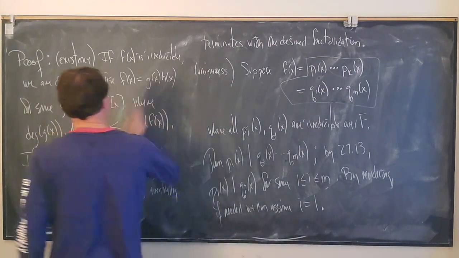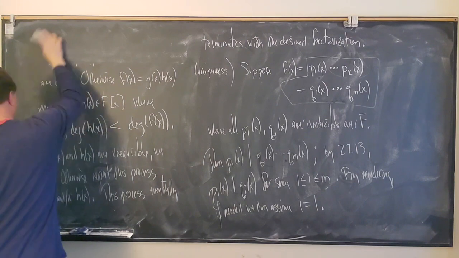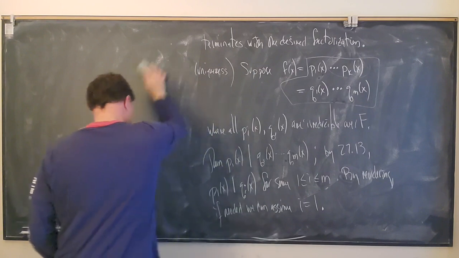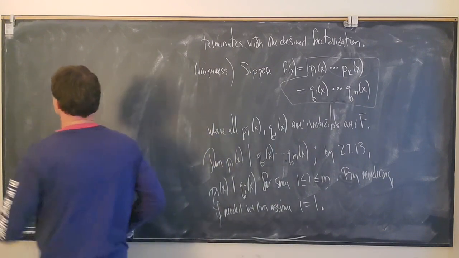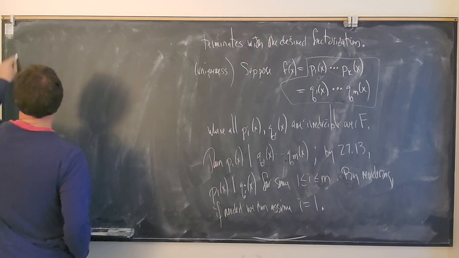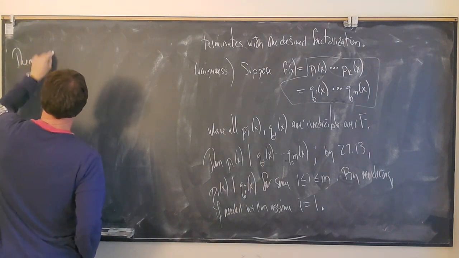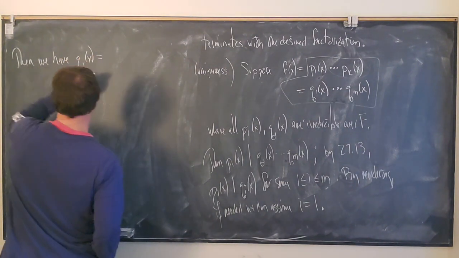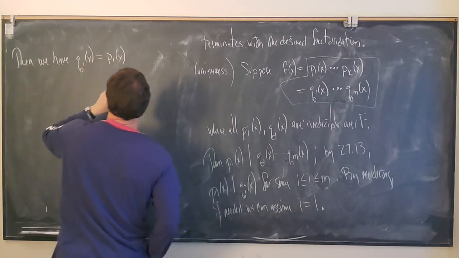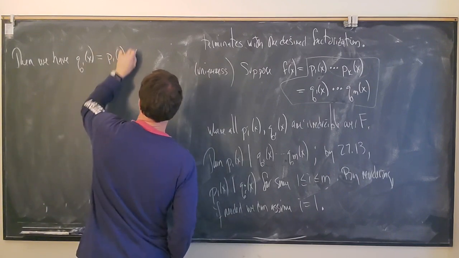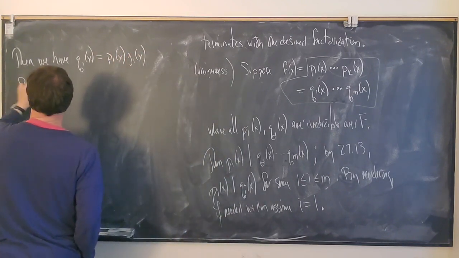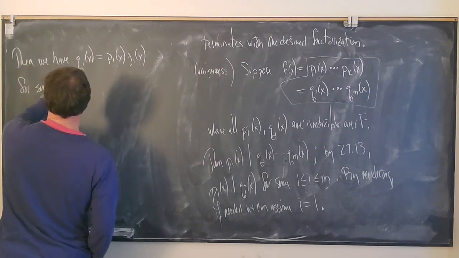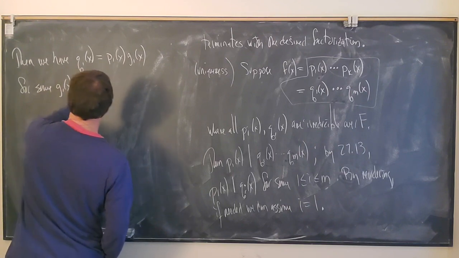All right, so what does that mean then? Well, if P divides Q1, right? So then we have that Q1 of x is equal to P1 of x times, let's say, G1 of x, for some G1 of x in F bracket x.